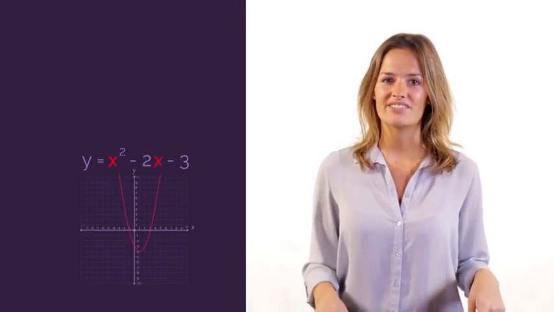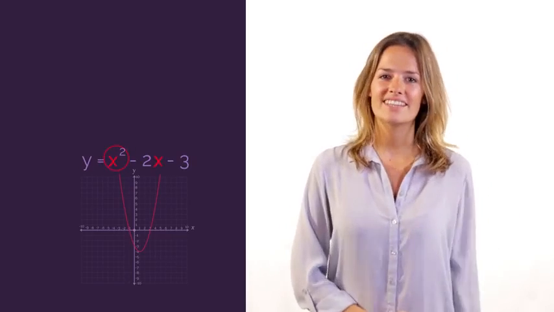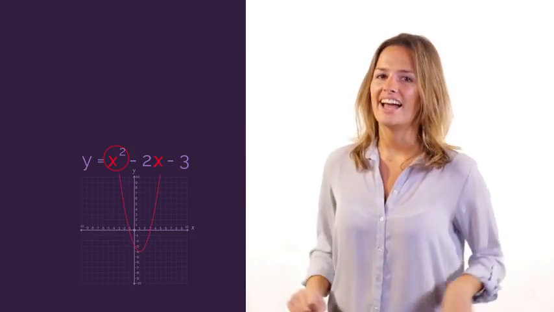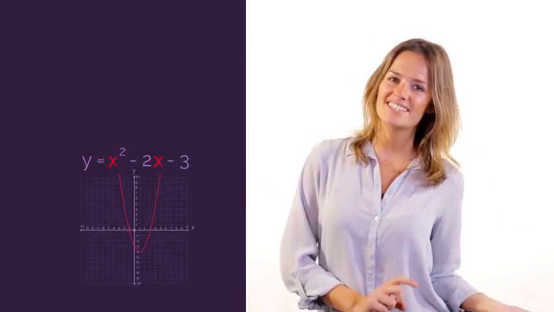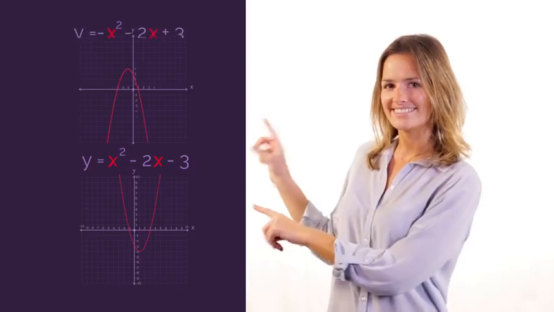Quadratics, those little equations with an x squared in. You should know that when they're graphed, if they're a positive x squared, they'll look like this, and if they're a negative x squared, they'll look like this.